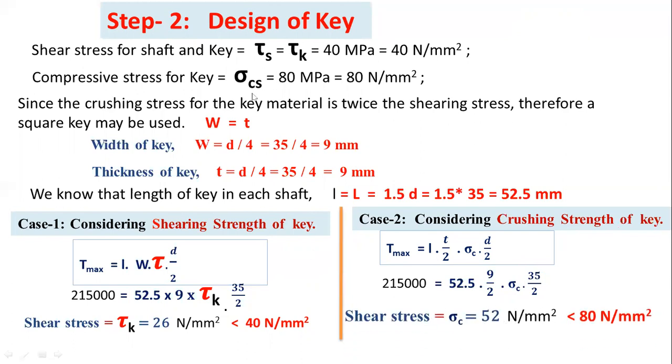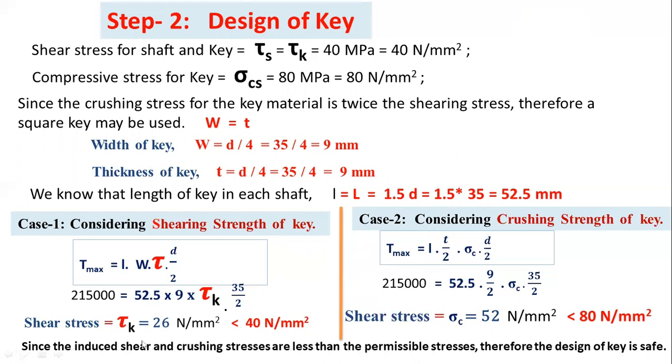But in our question, sigma c equals 80 megapascal. 80 megapascal is the given permissible stress and 52 megapascal is the induced crushing stress. So this induced crushing stress is also less than the permissible stress. So the design of key on the basis of crushing strength is also safe. Since the induced shear and crushing stresses are less than the permissible stresses, the design of key is also safe.